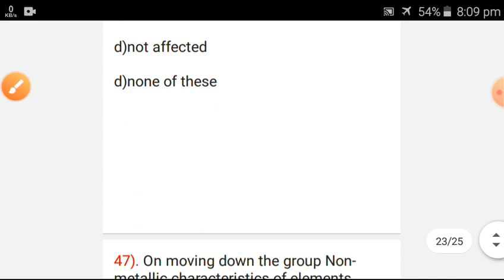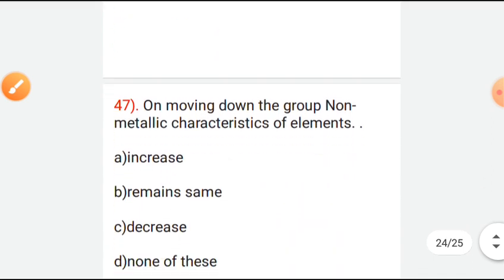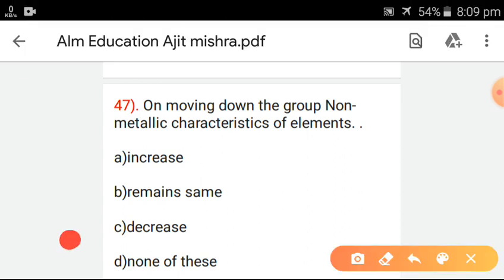Next question. On moving down the group, what happens to the non-metallic property? Option A, increase. Option B, remain the same. Option C, decrease. And option D, none of these. On moving down the group, the metallic property increases and the non-metallic property decreases. So the answer will be option C.